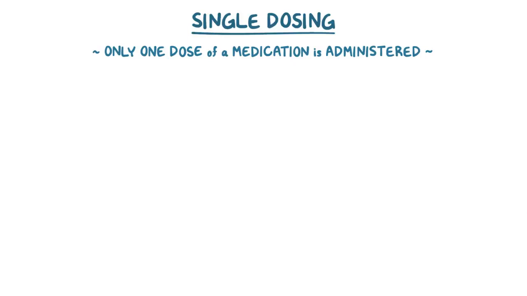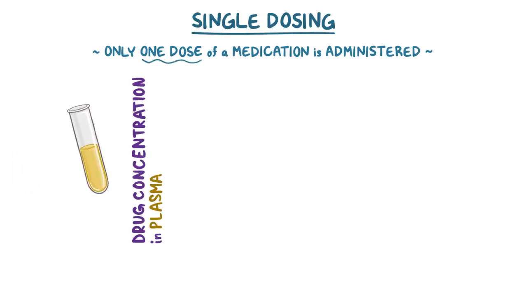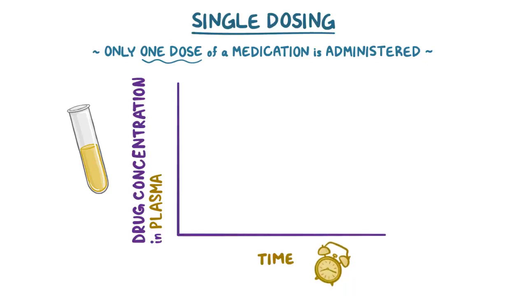First, there's single dosing, meaning that only one dose of a medication is administered. Let's plot this onto a graph with the drug concentration in plasma on the y-axis and the time on the x-axis. So the plasma concentration of the medication rises steadily as it gets absorbed into the circulation, until it reaches a peak. Then the concentration drops again as the medication is distributed into tissues, gets metabolized, or is eliminated.